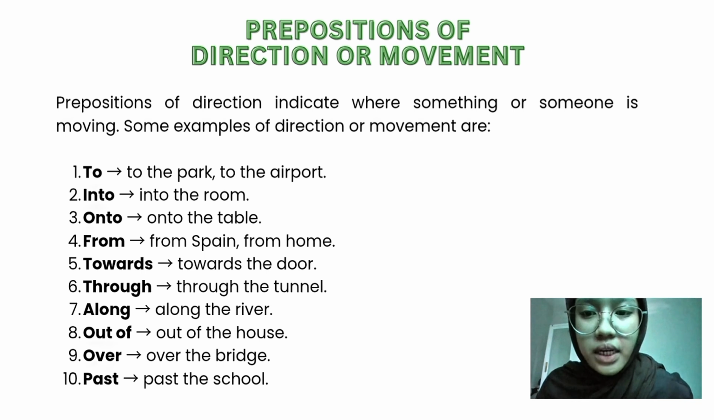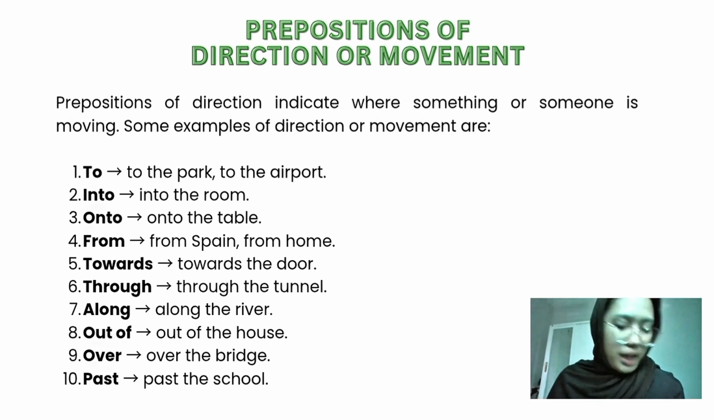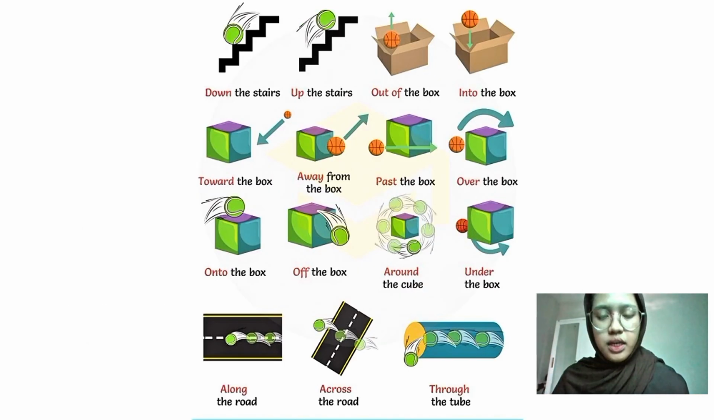Preposition of direction or movement. Prepositions of direction indicate where something or someone is moving. Some examples of direction or movement are: to the park, to the airport, into the room, onto the table, from Spain, from home, towards the door, through the tunnel, along the river, out of the house, over the bridge, and past the school. You can see the picture: down the stairs, up the stairs, out of the books, into the books, toward the books, away from the books, past the books, over the books, onto the books, off the books, around the cube, under the books, along the road, across the road, and through the tube.